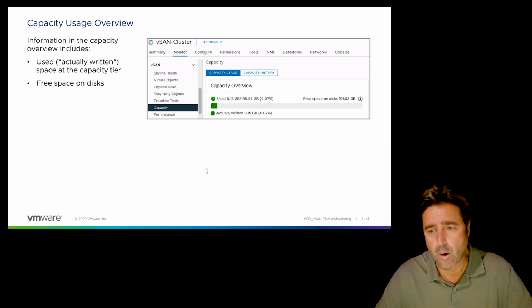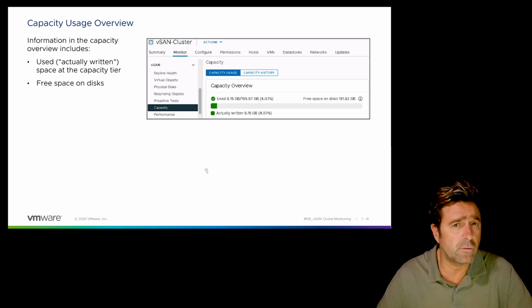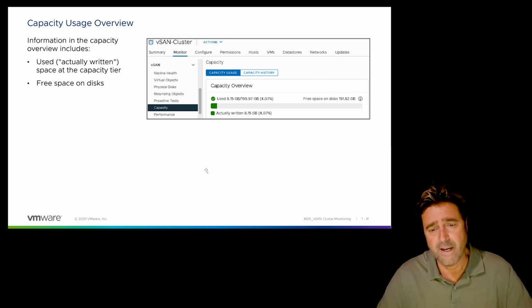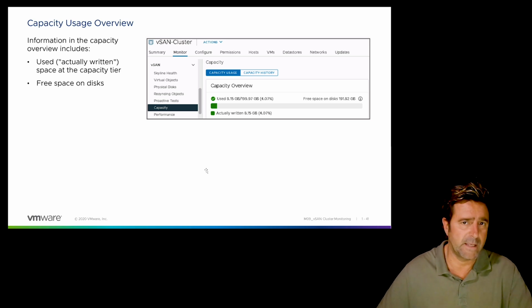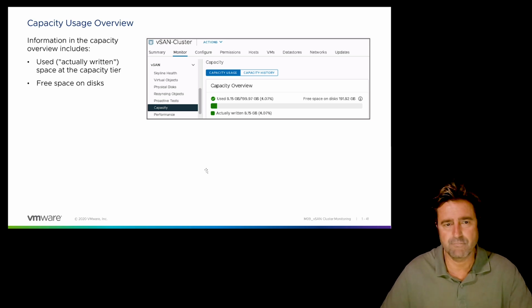So if you take a look in this case, I'm not even remotely close to running out of space. According to this, I have about 192 gigs of free space, and I have only used up 8 gigs. You can even see the percentage.